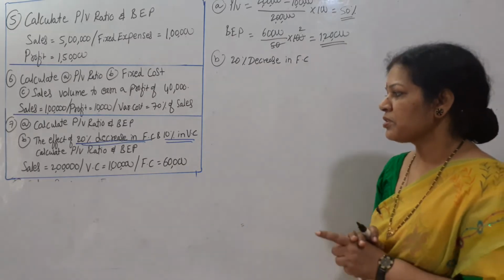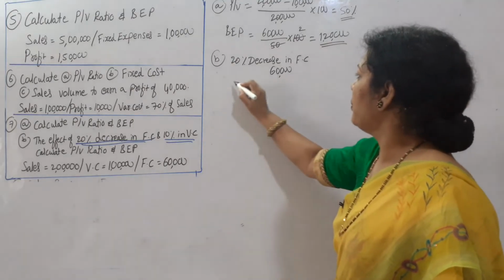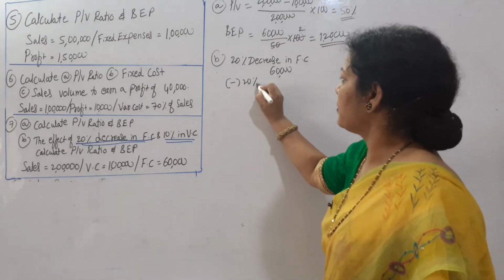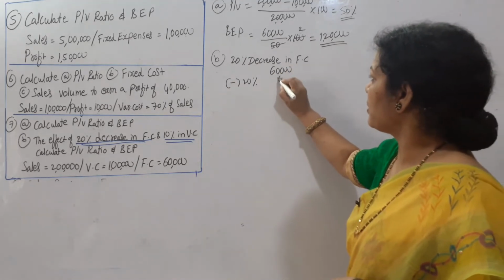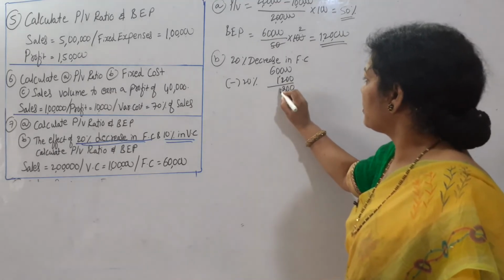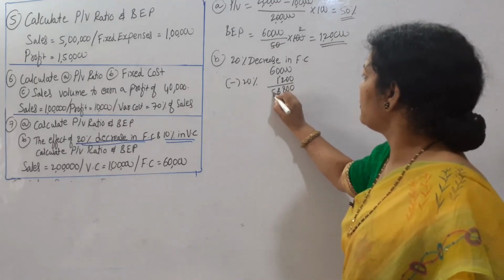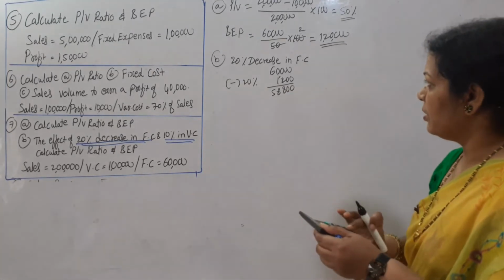Fixed cost is here 60,000. 60,000 minus 20%, a decrease they are saying. 10% is 6,000. 20% means 12,000. 12,000 means 58,800. Am I right? Once again we'll check it.